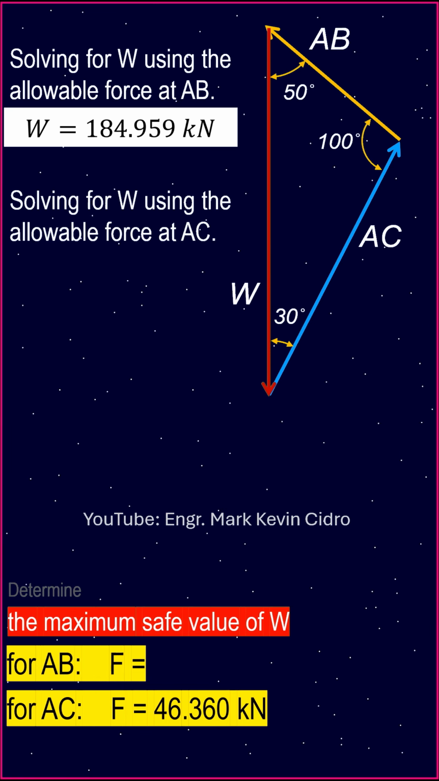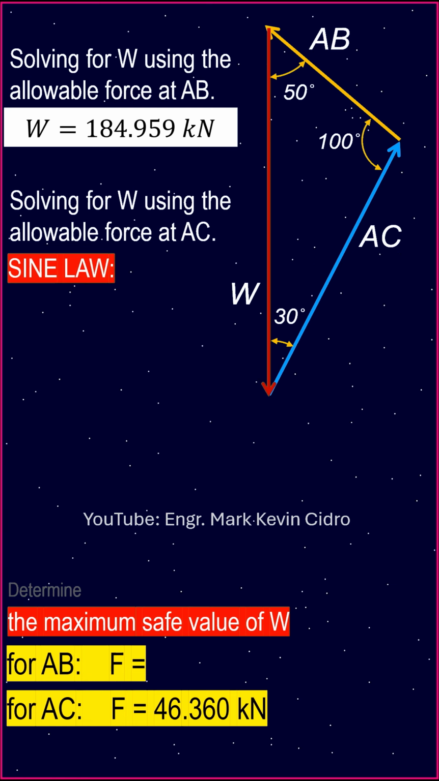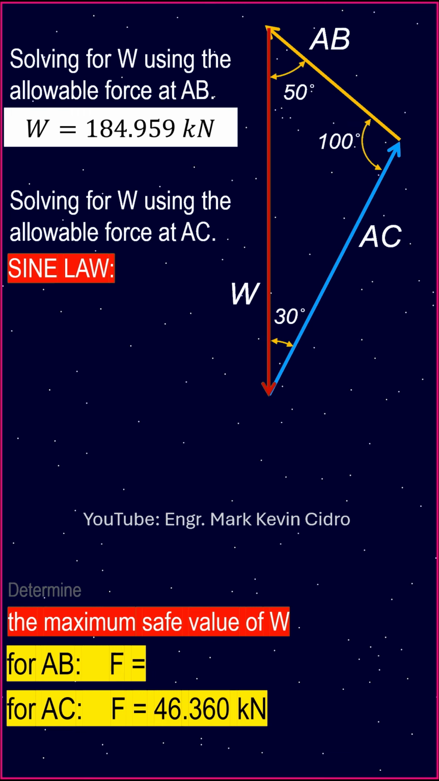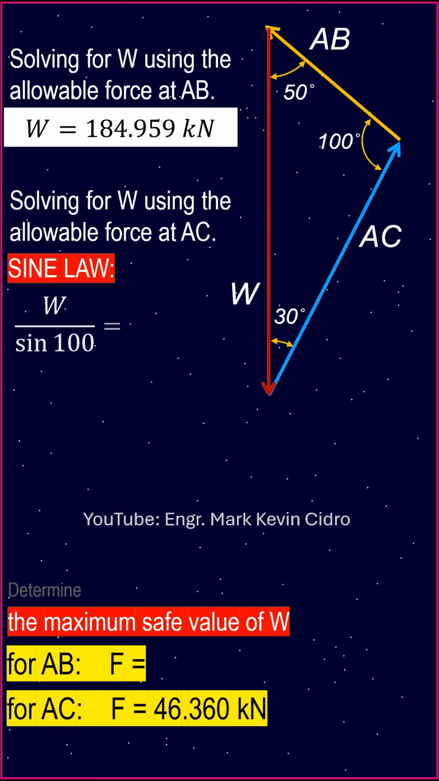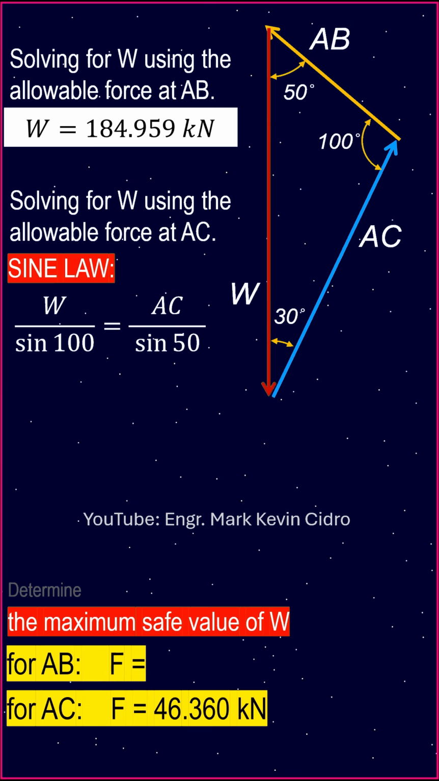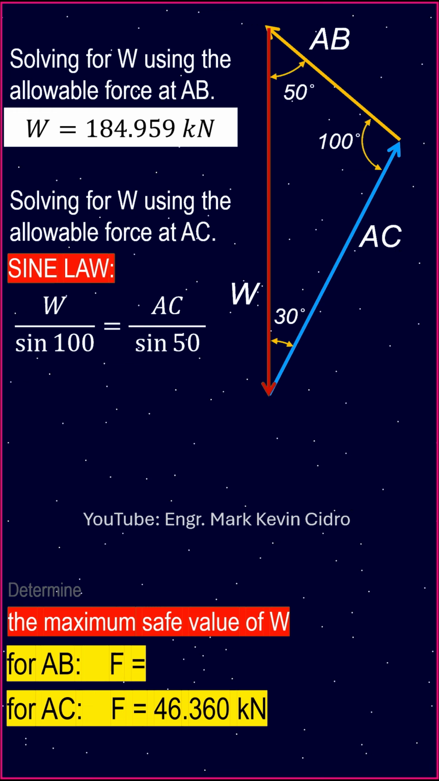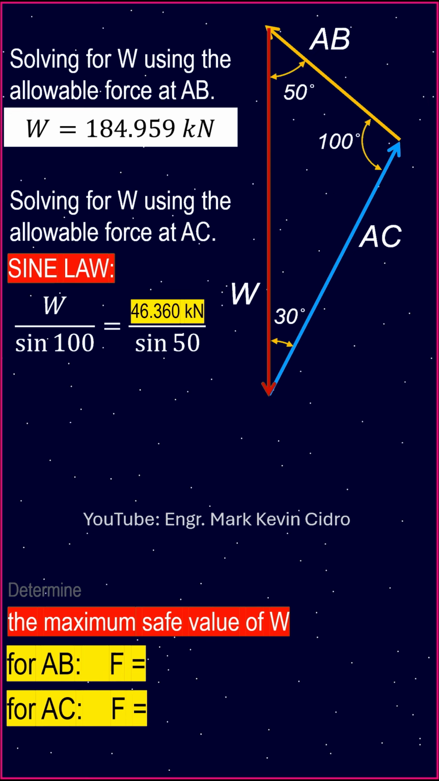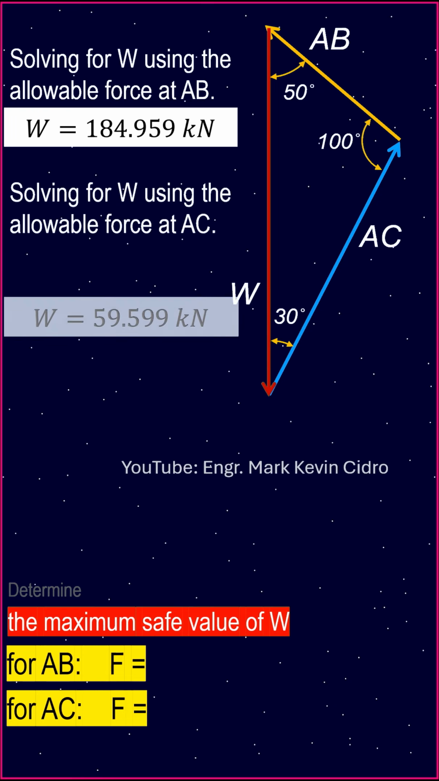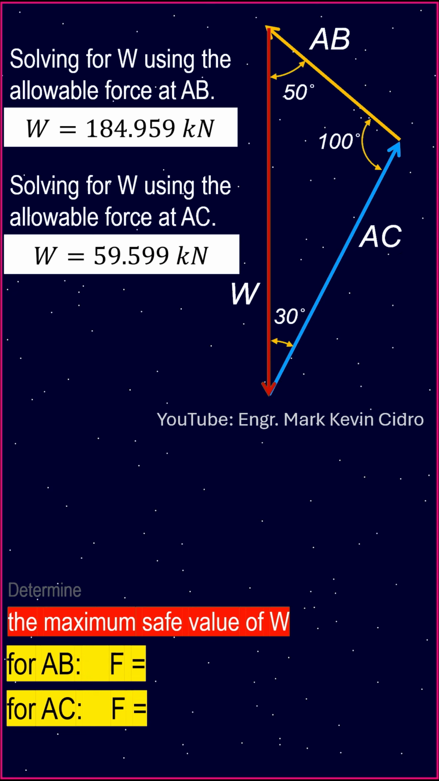We will also solve using the maximum allowable force for AC. Okay, we'll also use sine law, and this time we'll be using the value for AC. From sine law, we'll be able to create this equation: W over sine 100 is equal to AC over sine 50. Then we will substitute the value of AC to the equation. We'll be able to solve the value of W, which is 59.599 kilonewton. So this is now the value of W using the maximum allowable force at AC.